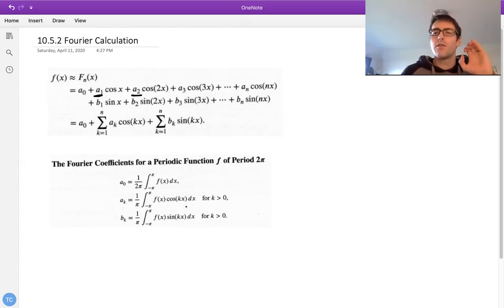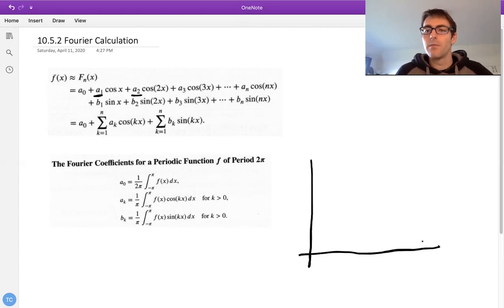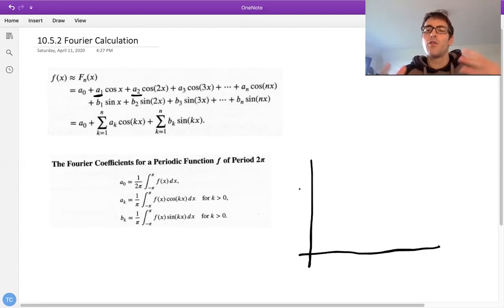Okay, so there's a formula for this, and it's this thing down here. I really just want to talk about where this idea comes from. Depending on which piece we're looking for, we're going to do it a little bit differently. But first of all, this a0 term is our constant term. It's how much the whole thing should be shifted up or down.